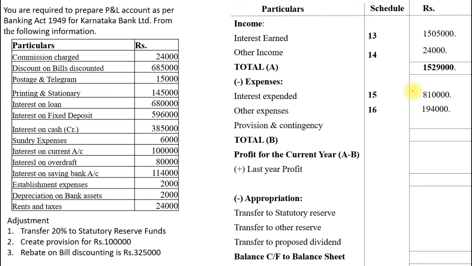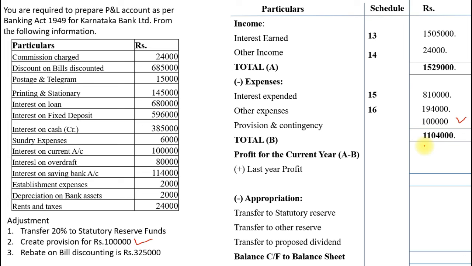Okay. Now let us search. So we have posted all the things which are there in the particulars. Now let us check for provision and contingency. I can see an adjustment. Create provision of 1 lakh, so that we can directly post it now. 1 lakh will be posted directly. Okay. Now we can total it up. 8 lakh 10 plus 1 lakh 94 plus 1 lakh, which comes to 11 lakh 4,000. That's my total of B.